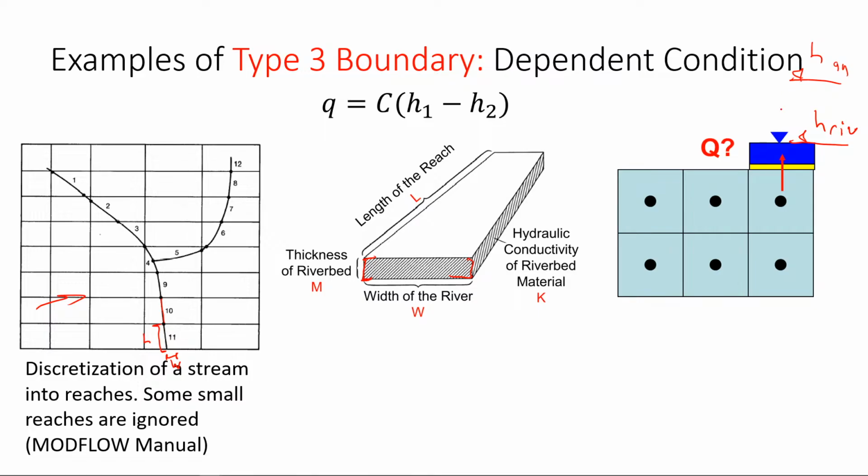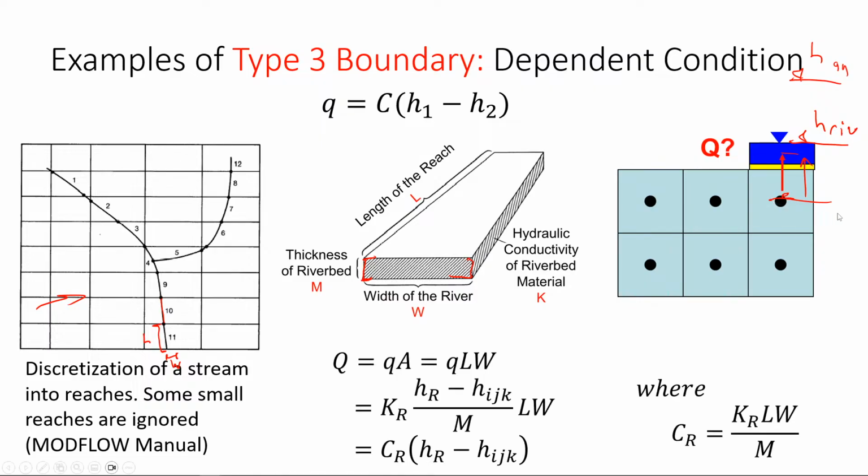So if I have high head, so high energy here and low energy here, this means that water will flow in this direction, from the river. But how much water will flow? How much water will flow between my aquifer and the river? So that depends.